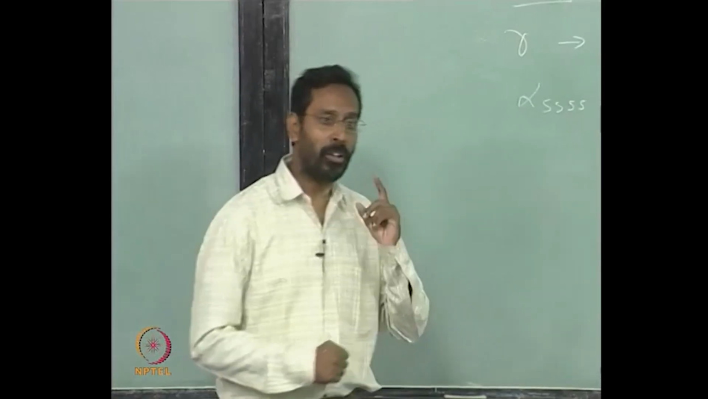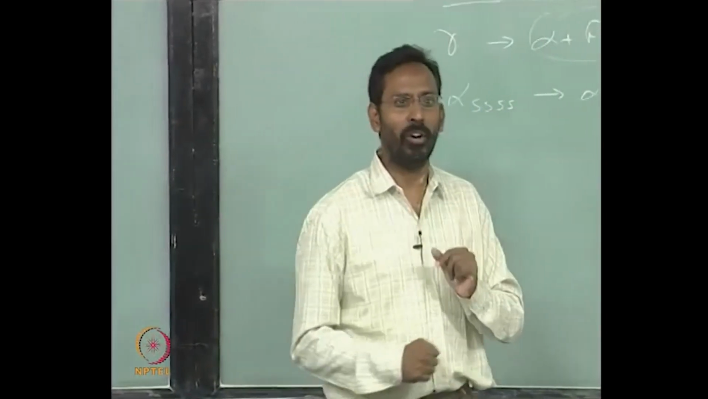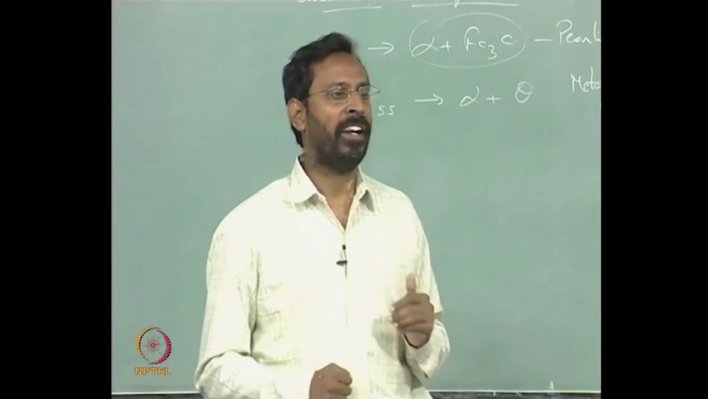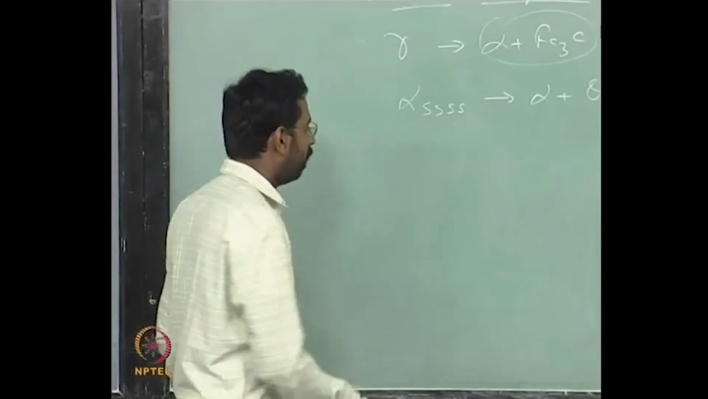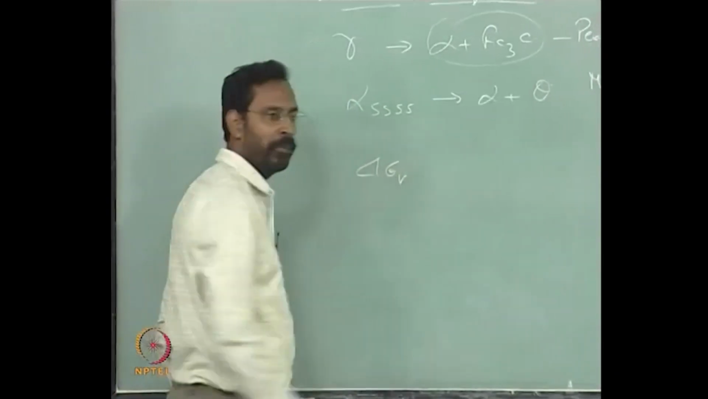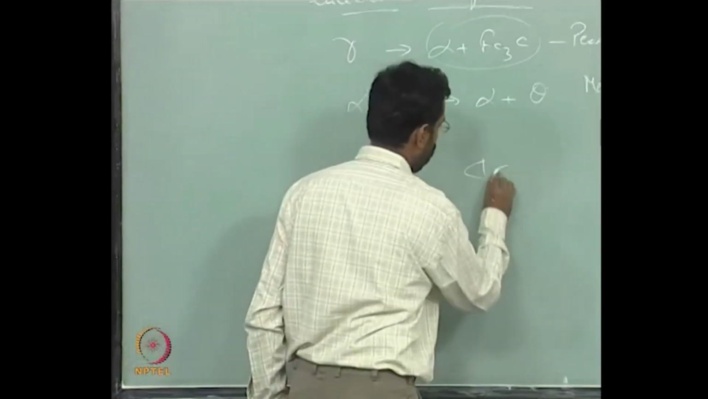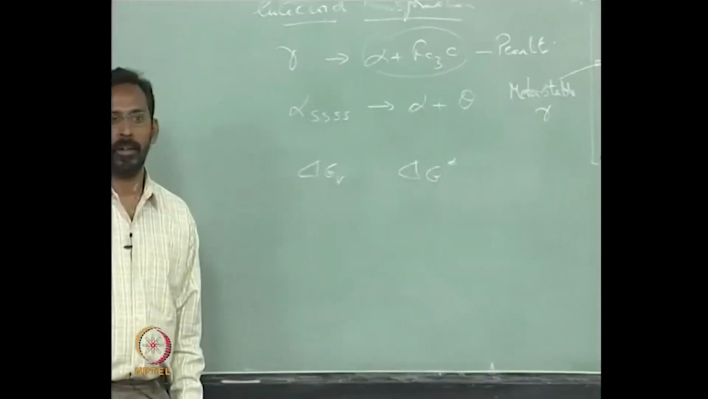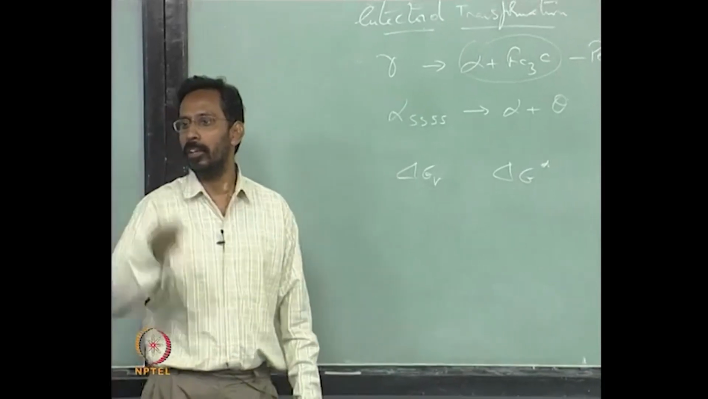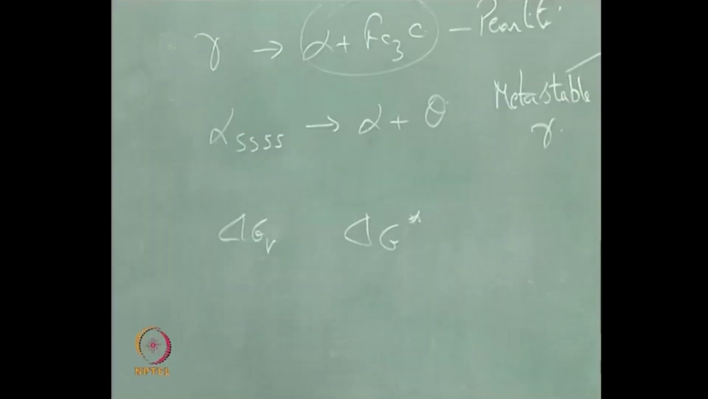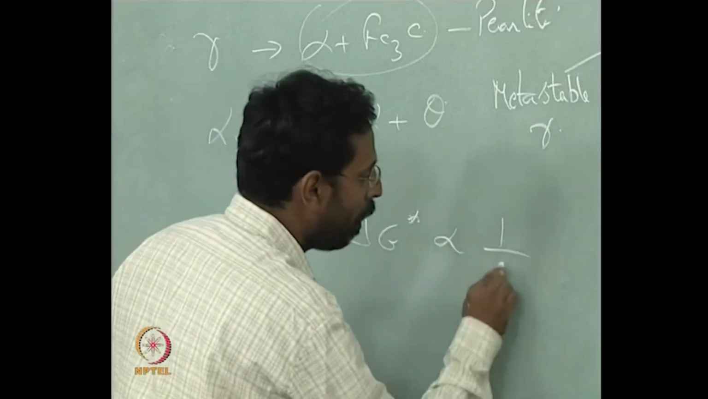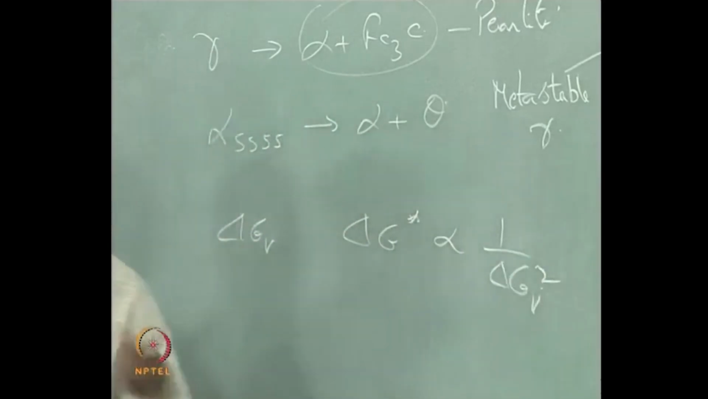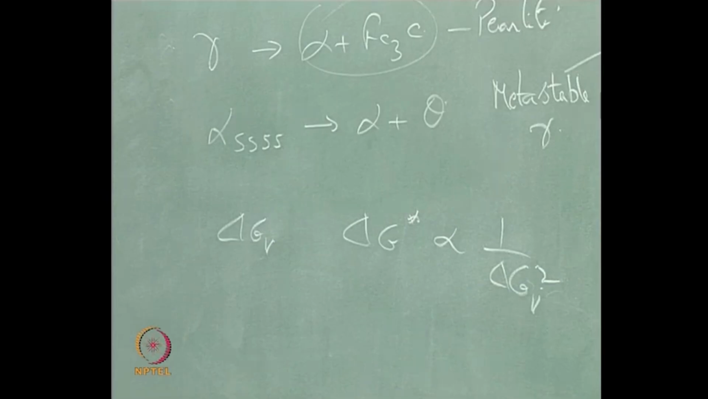At the same time, you should also remember that the driving force helps us to understand kinetics to some extent. For example, we have been talking all these days that delta G_V controls to some extent delta G star. How does it control? Prerna, you know the relation? Yeah. Square, perfect. It is inversely proportional to delta G_V square, but again that is only looking at the nucleation without considering any diffusion.